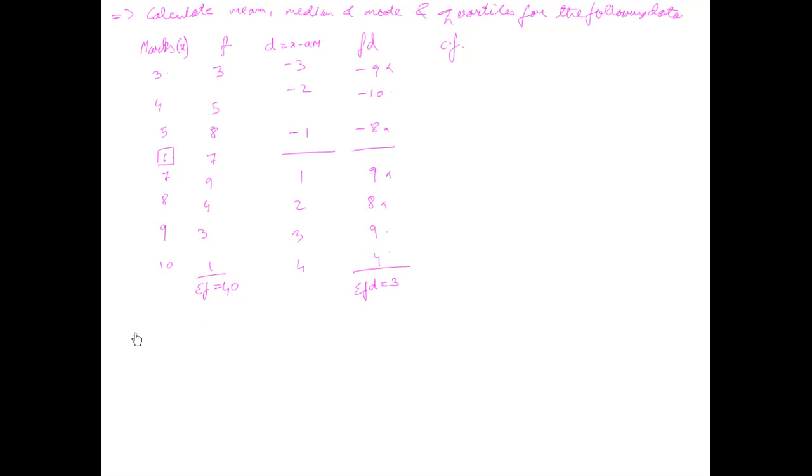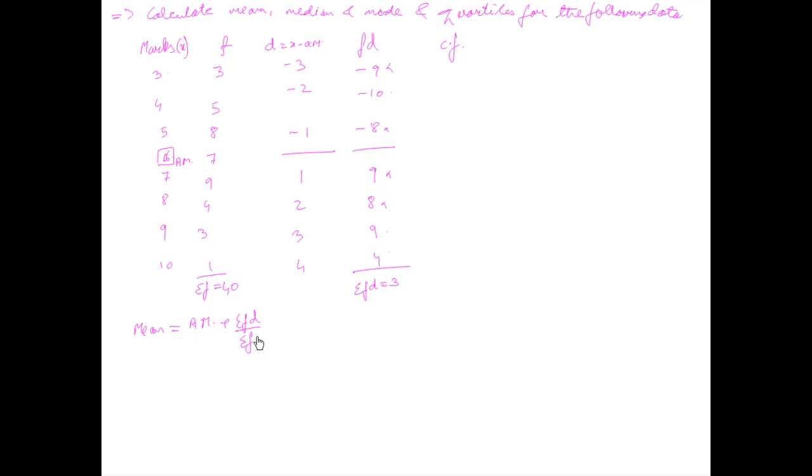So now children, for the mean, formula is assumed mean, this is 6 in this particular case, plus summation of fd upon summation of f.